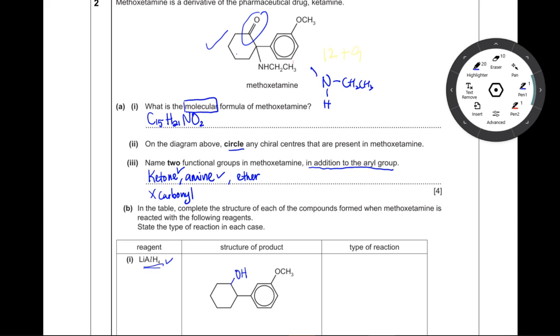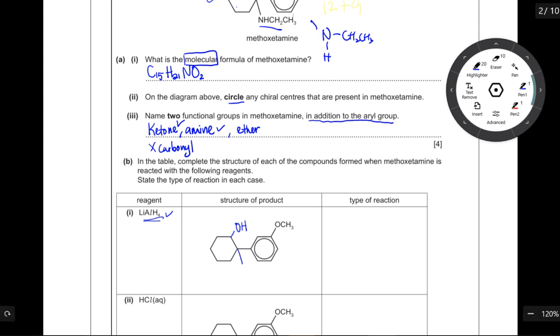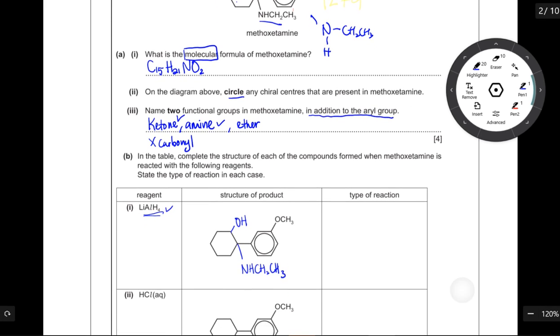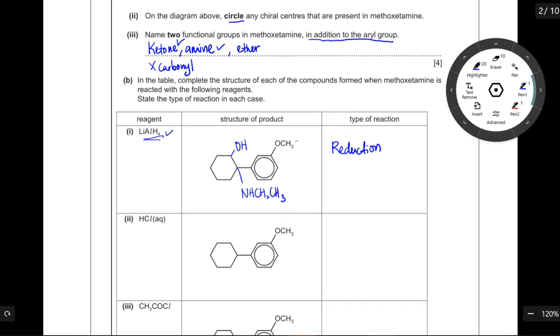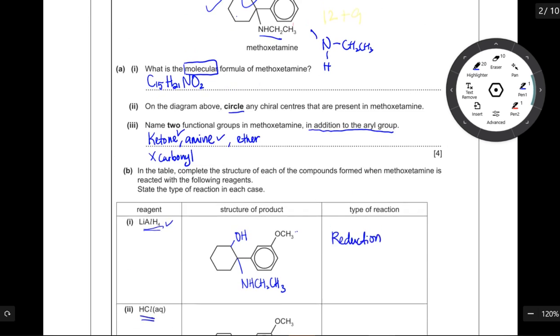Now, does the reducing agent affect the amine group? The answer is no. So I will just copy back what I have, that is NHCH2 and CH3. Okay, this part is already filled up for you. So what type of reaction is this? Definitely reduction. Okay, next one is HCl.